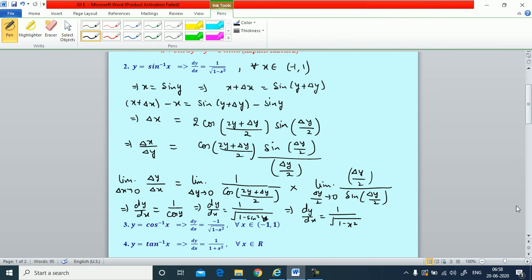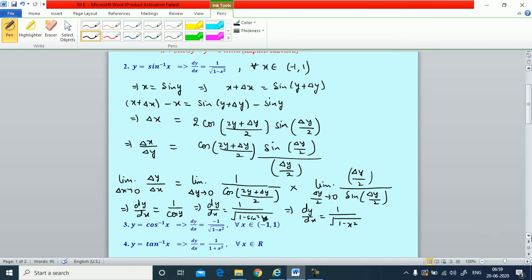You can see, though if we talk about the domain of sine inverse x, it comes out to be the closed interval minus 1 to 1, but here x will belong to the open interval minus 1 to 1. Look at the derivative. For x equal to 1 or minus 1, the denominator becomes 0. So at those points we are not able to differentiate it, so it will be an open interval.